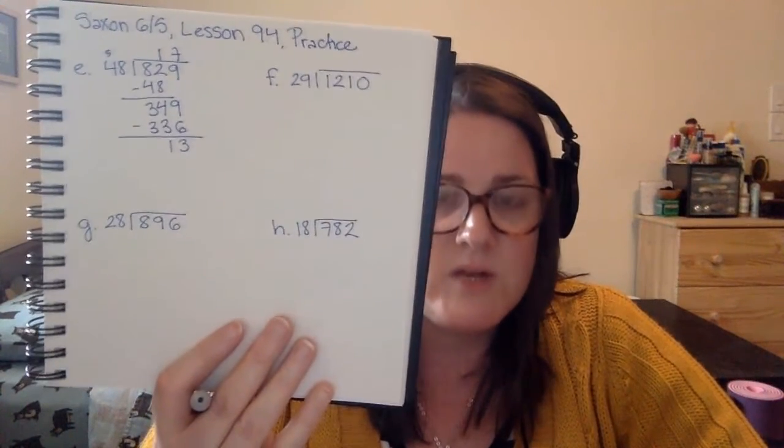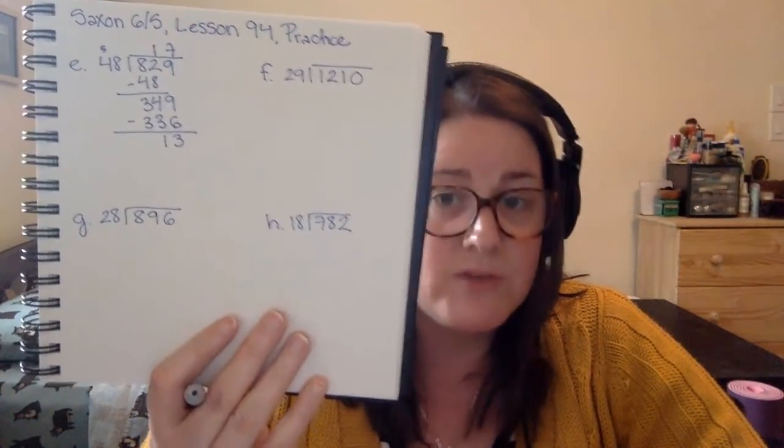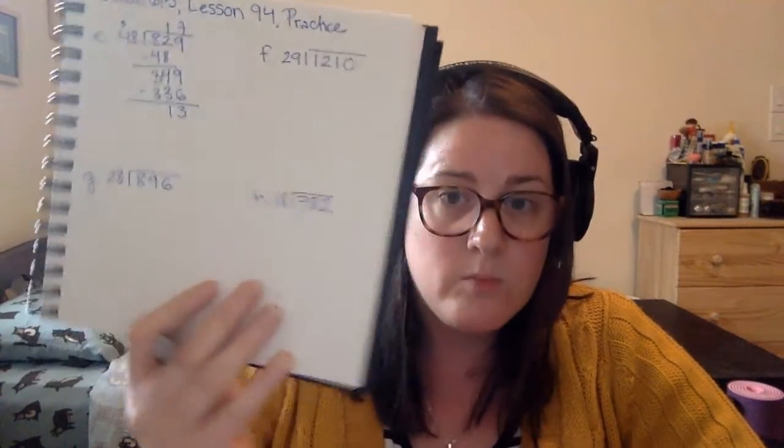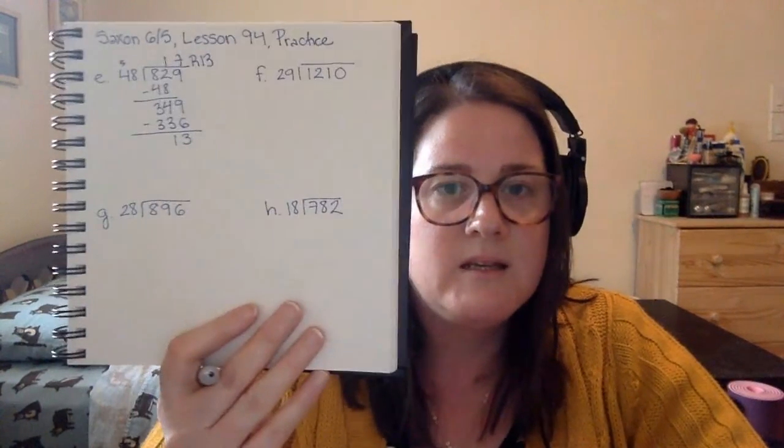349 minus 336 gives me a remainder of 13. I have nothing more to bring down. My remainder isn't bigger than my divisor, so I'm going to leave it as my remainder. And my quotient is 17, remainder 13.